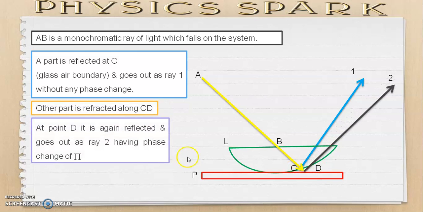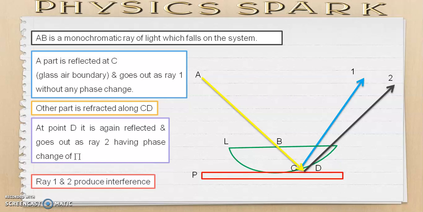Now at point D, it is again reflected and goes out as ray 2, but here there is a phase change of pi. Rays 1 and 2 produce interference. Clear?